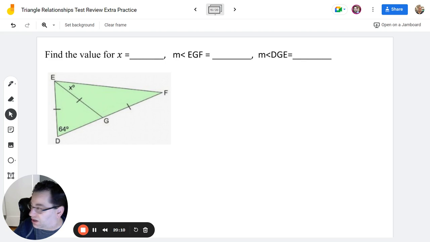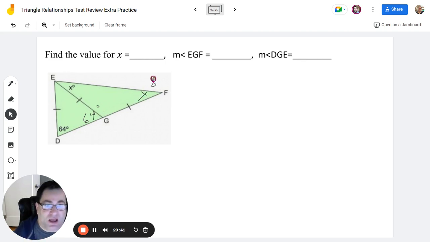So in question number 15, we have find the values of x, and then we have to find two of the angles here. So I see a couple of isosceles triangles, and the isosceles triangle theorem states that base angles of an isosceles triangle are equal. In other words, the sides opposite the congruent sides are also congruent. So we know we have 64 degrees here, and we know we have x degrees here.